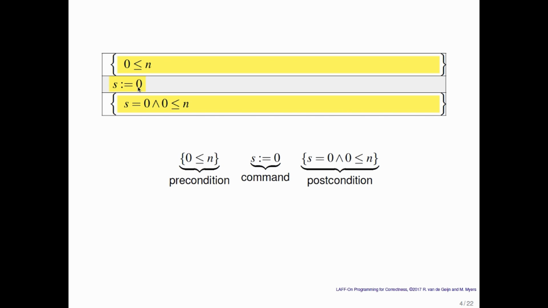Now another way of presenting this is that we have a precondition, 0 is less than or equal to n, a command, s := 0, s becomes 0, that's what the colon equal stands for, and then a postcondition, s is equal to 0 and 0 is less than or equal to n. And more abstractly, we can write this as the predicate Q, the command S, and R, the precondition, the command, and the postcondition.